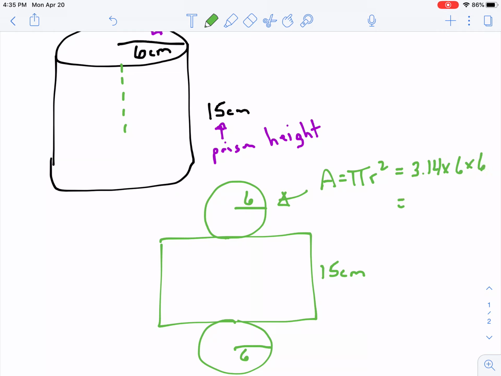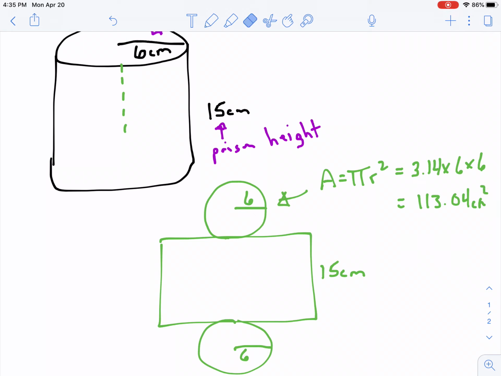So I'm going to have to pull out my calculator to do this. I'm simply going to type in my numbers. So the area is 3.14 times 6 times 6, and I should get a value of 113.04, and that's measured in centimeters squared.